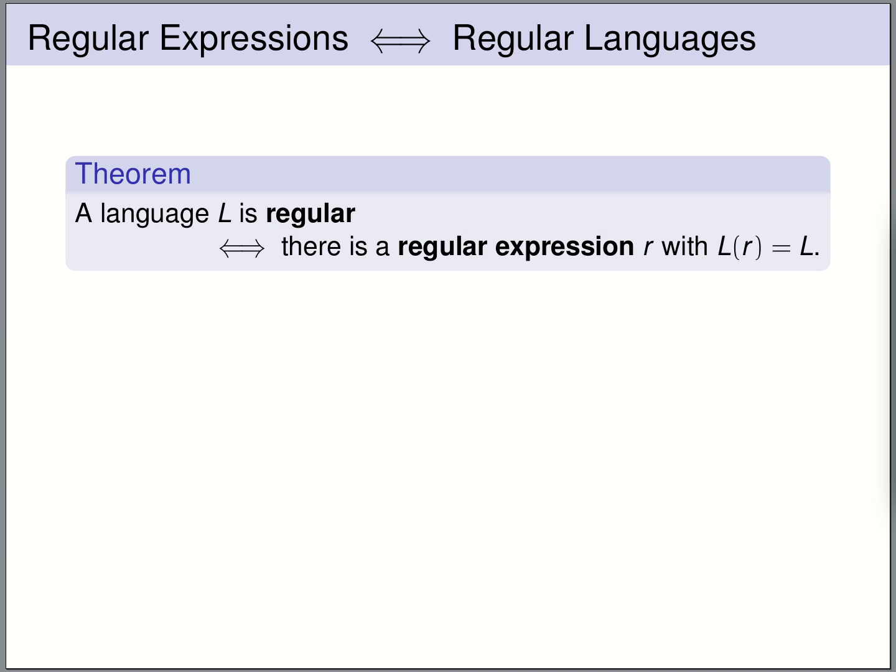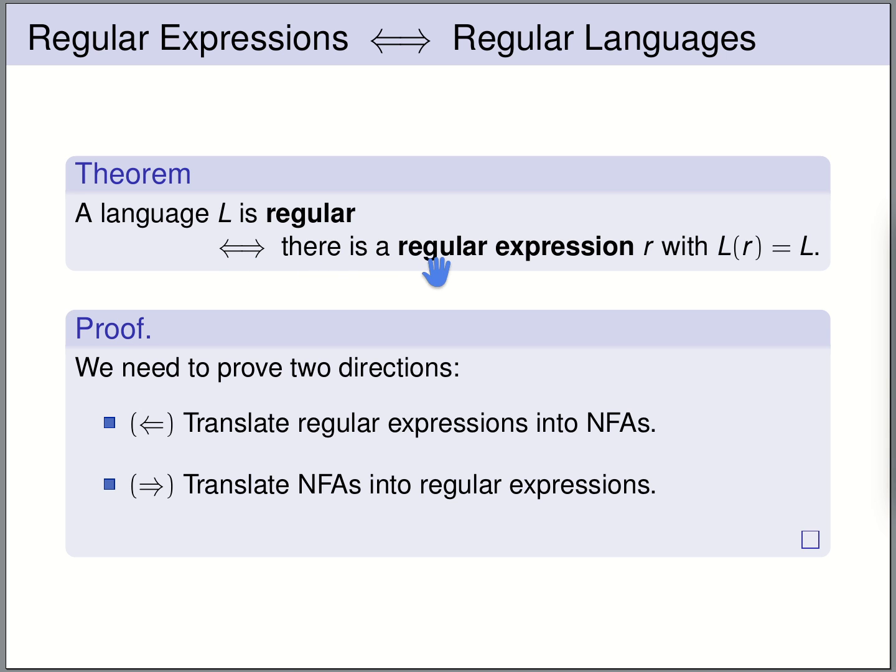We are now going to prove that a language is regular if and only if there's a regular expression that defines this language. And there are again two directions that we need to establish. We need to show that for every regular expression, the language of this expression is regular. In order to do this, we will take an arbitrary regular expression and we will show that it can be translated into a non-deterministic finite automaton.